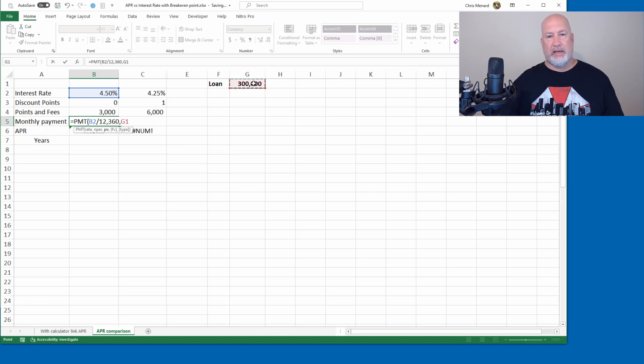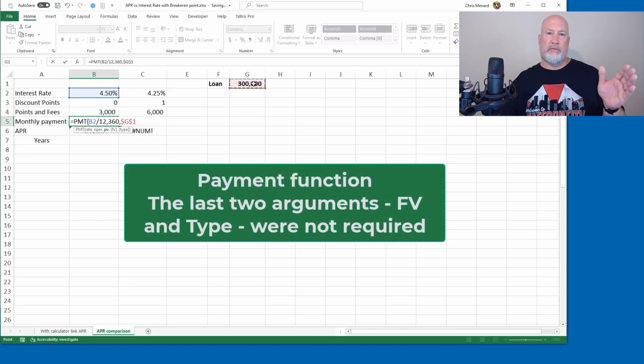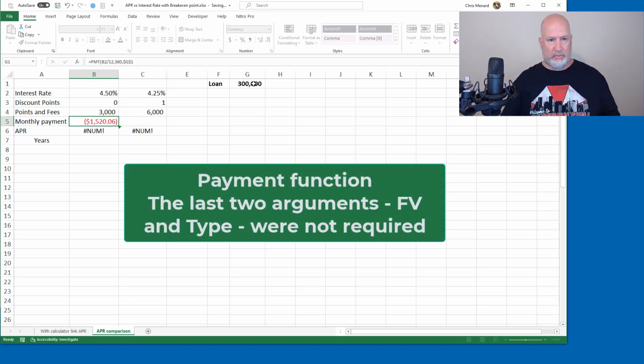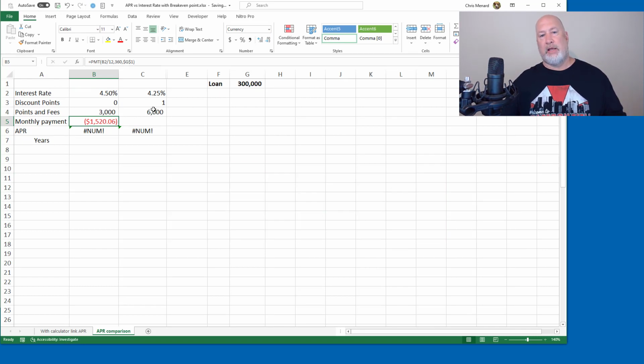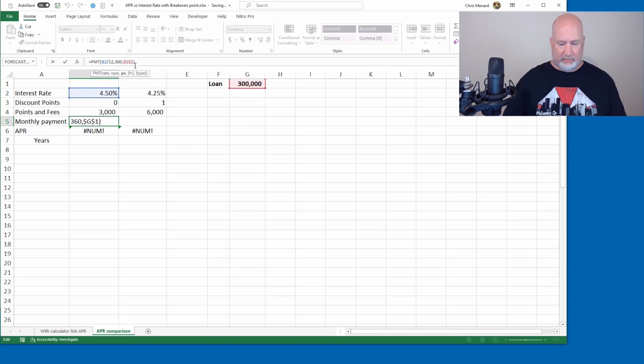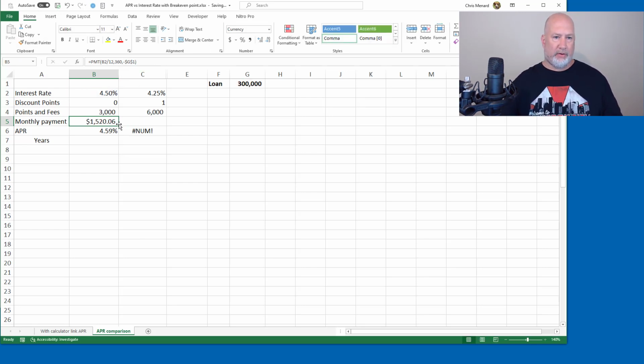This will give me a negative number, but it's G1, and I'm going to absolute reference that because it's going to be G1 for the 4.25 also. That's my point. It'll give me a negative number. I just want to show it as a positive to keep this easy. So I'm going to make it negative G1 in the formula bar right there. I should be able to autofill that over.